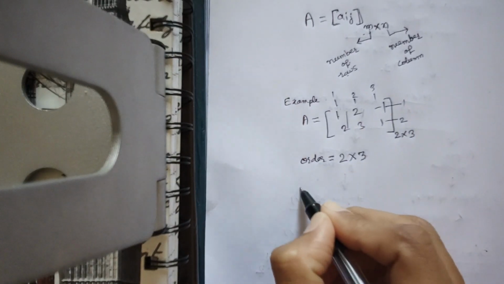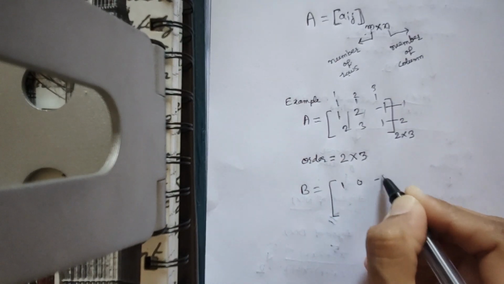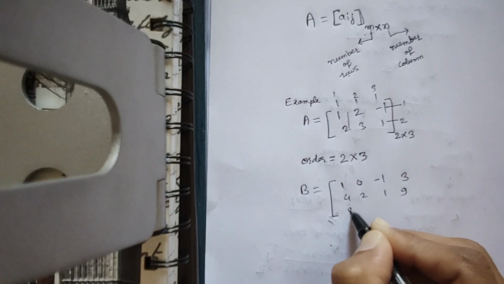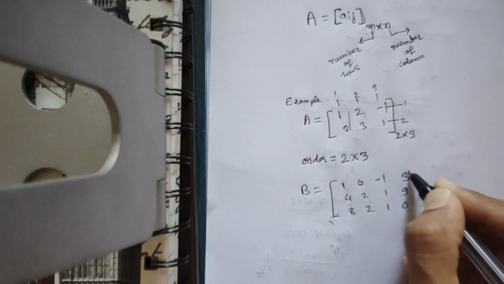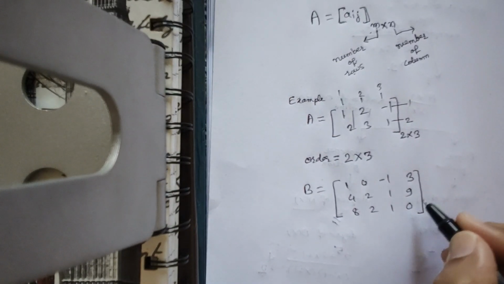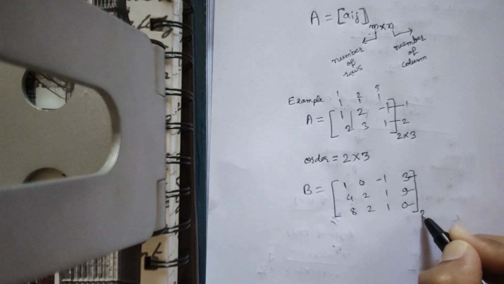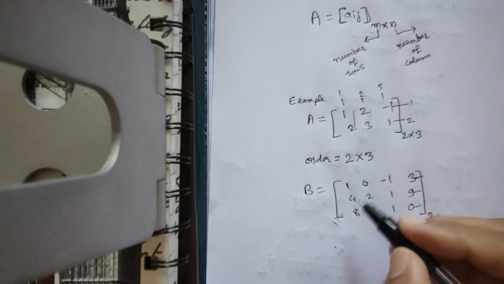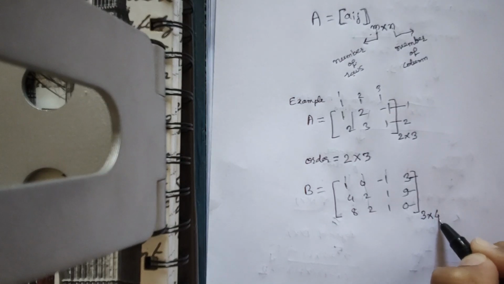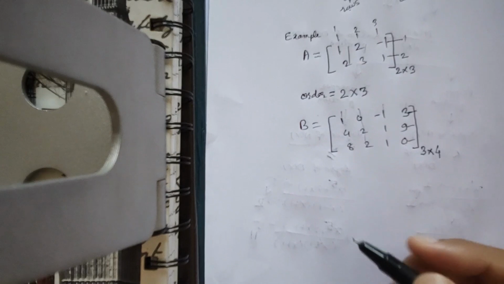Suppose I have a matrix B. Now what will be the order of this matrix? Just count the number of rows first. 1, 2, 3. 3 rows, multiplication sign, and count the columns. 1, 2, 3, 4. 4 columns are there. So 3 by 4 is the order of the matrix.